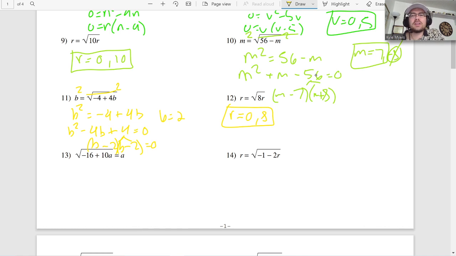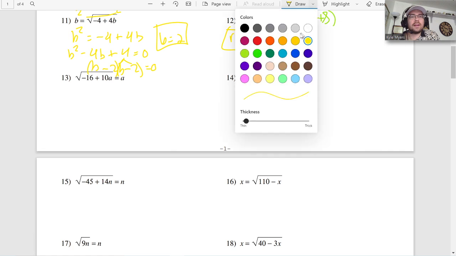Now we want to still check it. So if we plug in, let's see, 2 times 4 is 8. 8 minus 4, or negative 4 plus 8, which is 4. Square root of that is 2. Yeah, that works. All right. That was an interesting one. Moving on to the next color.